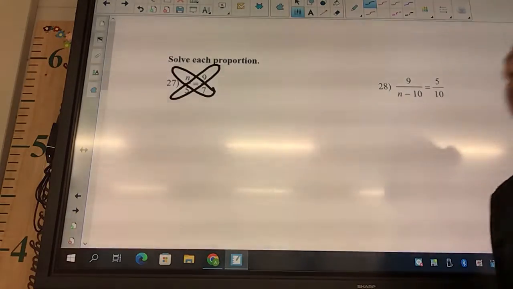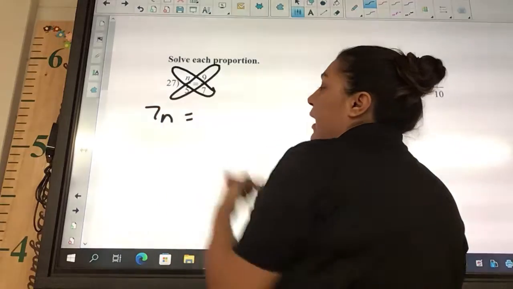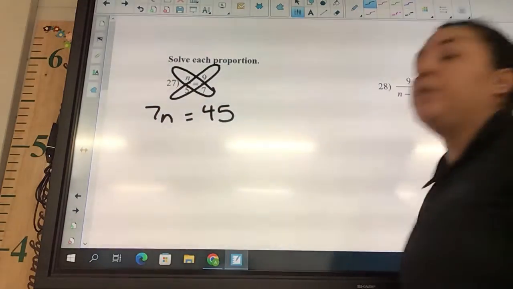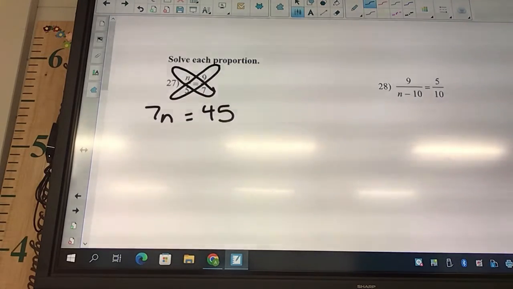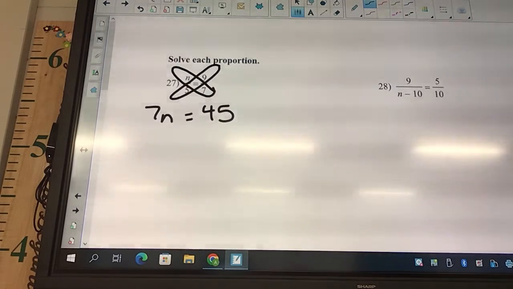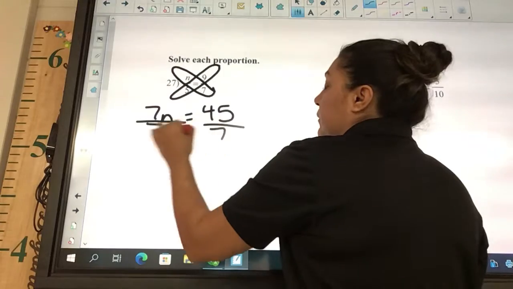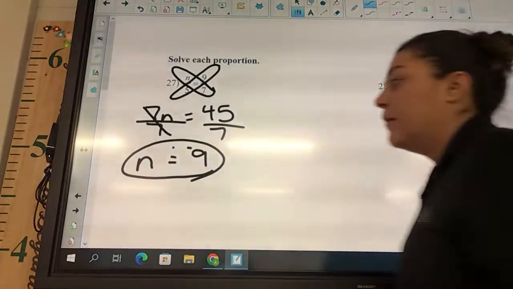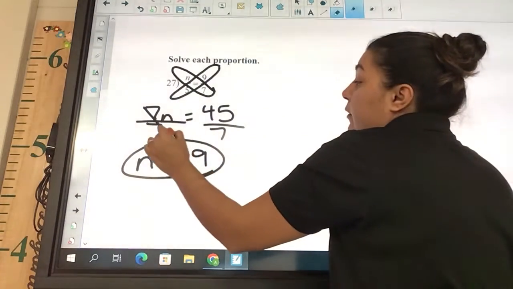Okay, so n times 7. It's going to be 7n. 9 times 5, 45. Okay, and then what? Divide. Is that 9? I feel like that's 9. Okay. It's not a negative though.